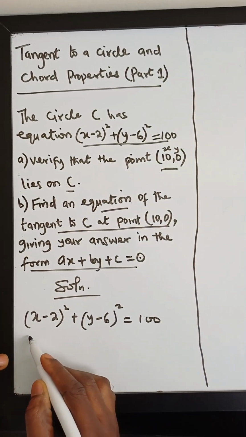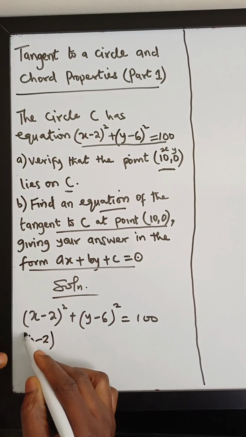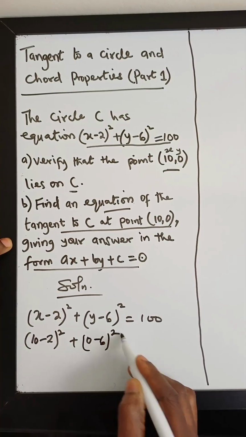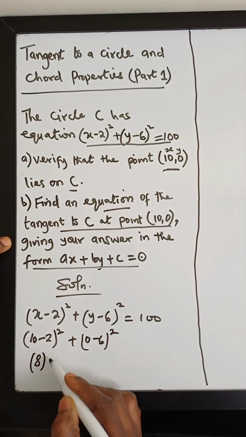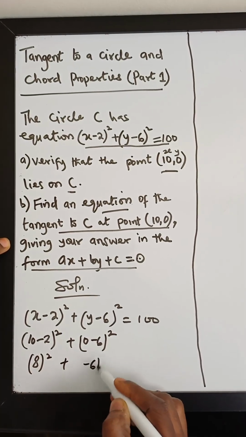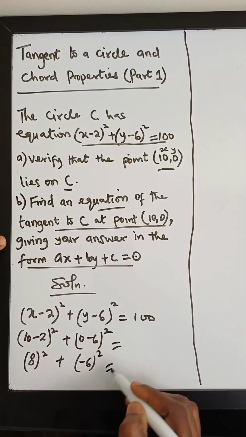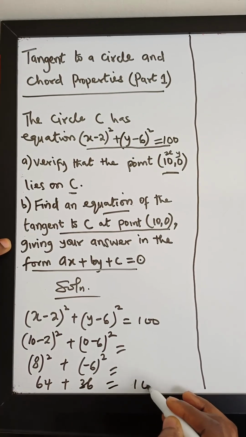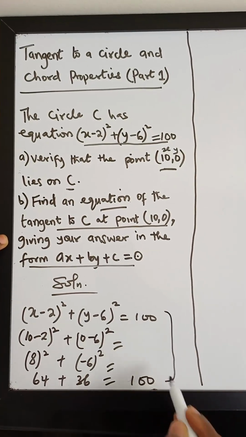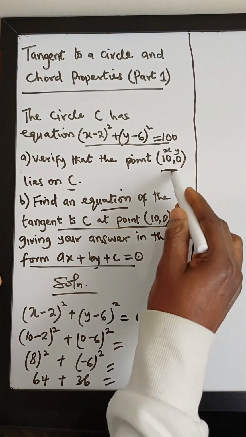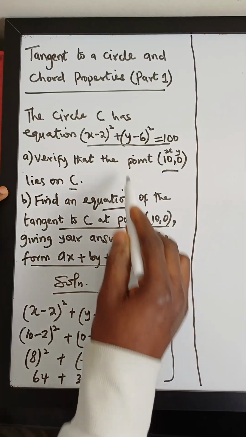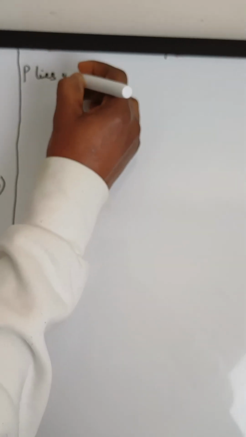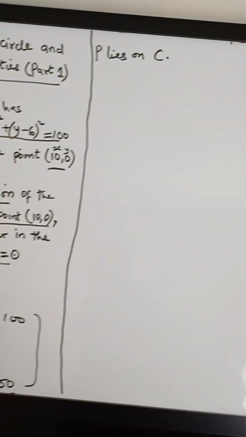So that will be (10 minus 2) squared plus (0 minus 6) squared. So this is 8 squared plus (minus 6) squared. And this is 64 plus 36. 64 plus 36, that's 100. And since this point satisfies this equation, we can say therefore P lies on circle C. That's the A part.